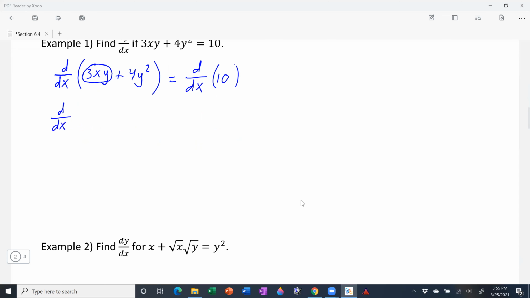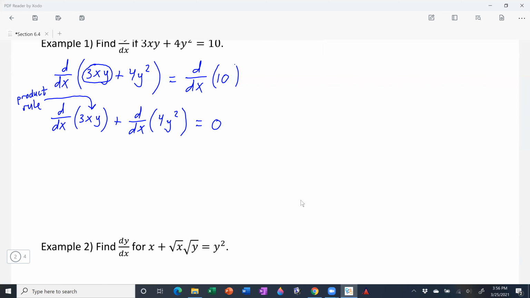d over dx of the 3xy plus the d over dx of the 4y squared. And then on the right-hand side, if I want to start cleaning this up, the derivative of a constant is just 0. So that's nice. Okay, so I wanted to mention that right here, this is going to be a product rule. Let's make a note of that. That's a product rule because it's like x times a function in x. So there's a product there.